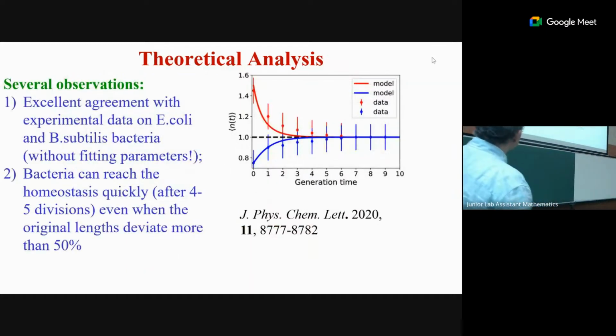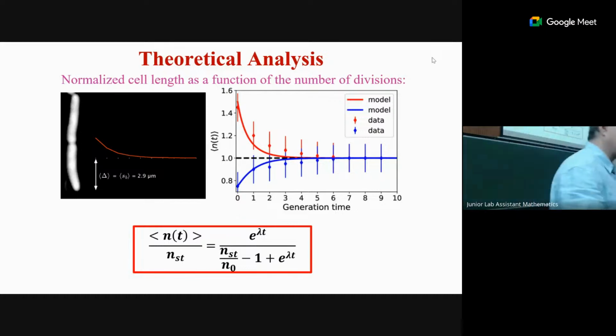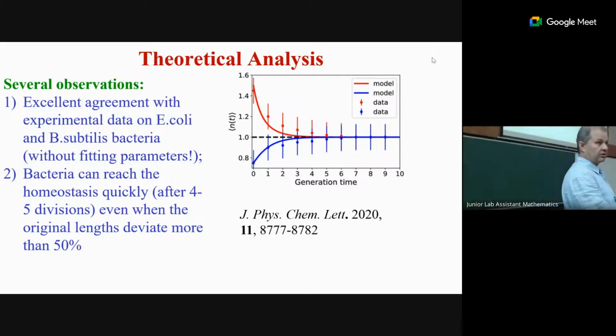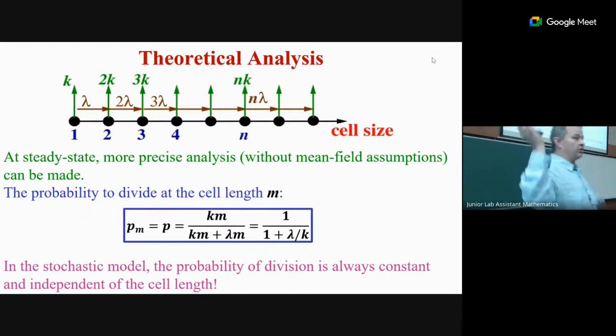Good. So first of all, excellent agreement with the data, essentially without fitting parameters, because the only parameter in the theory was this growth rate, which you can get independently. And this also shows that bacteria can reach these homeostasis conditions very quickly, even if originally they deviate quite strongly. So this shows you why the system very quickly goes to a very narrow distribution in this picture. Okay, good. So that was the mean field behavior.